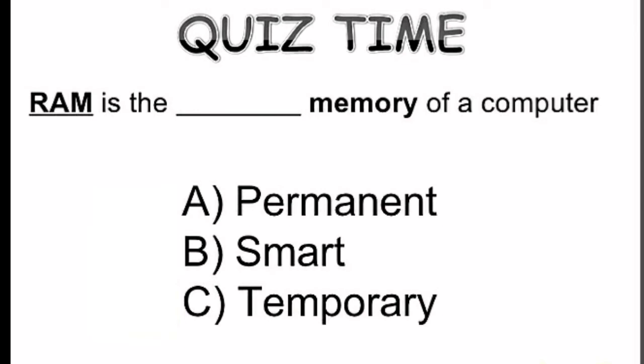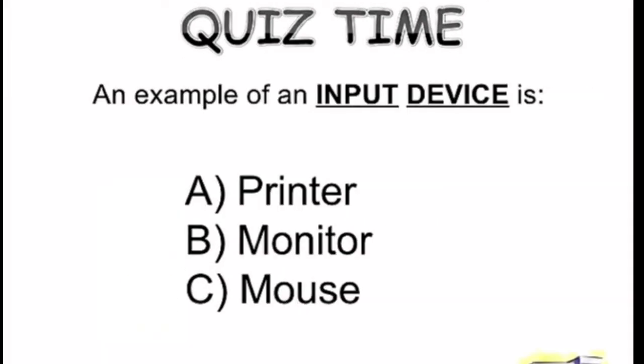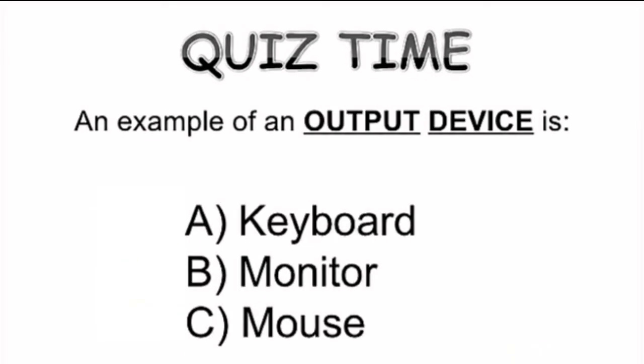Fourth MCQ is, RAM is the dash memory of a computer. Permanent, smart, and third one is temporary. So the right answer is temporary. Fifth MCQ is, an example of an input device is printer, monitor, and mouse. So the right answer is mouse. Here is the last and sixth example. An example of an output device is keyboard, monitor, mouse. So the right answer is monitor.